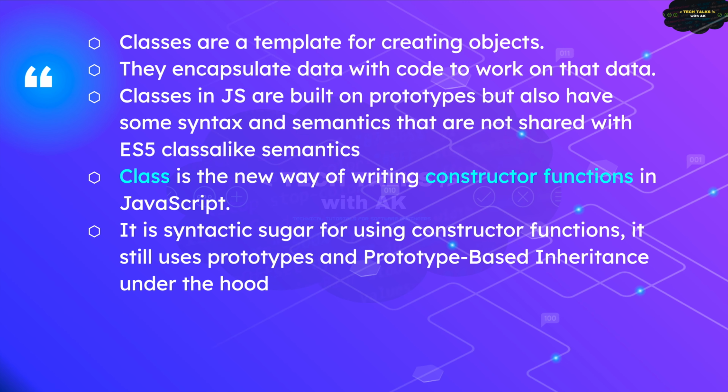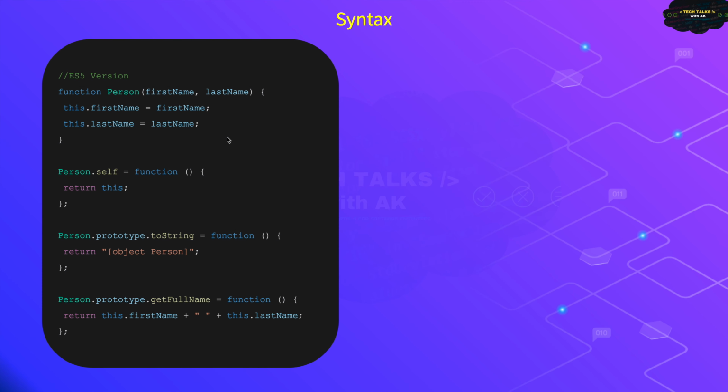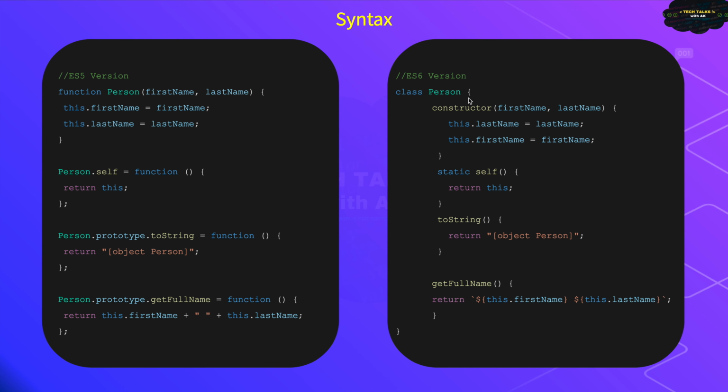Let's look at the syntax of class. Let's compare this old version of writing an object with ES6 classes. To define this object in ES6, we need to write class Person. Then we need to define the constructor. For Person.self function, we need to write static self, which returns this. For Person.prototype.toString, we need to write a toString function, which returns object Person in string. For the getFullName function, we need to define a function called getFullName and return this.firstName and this.lastName.